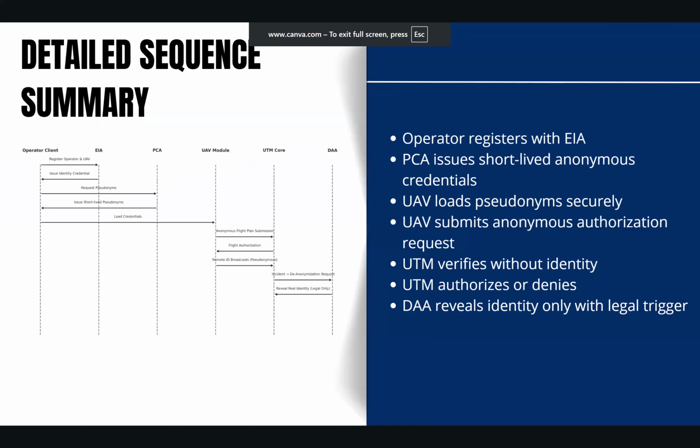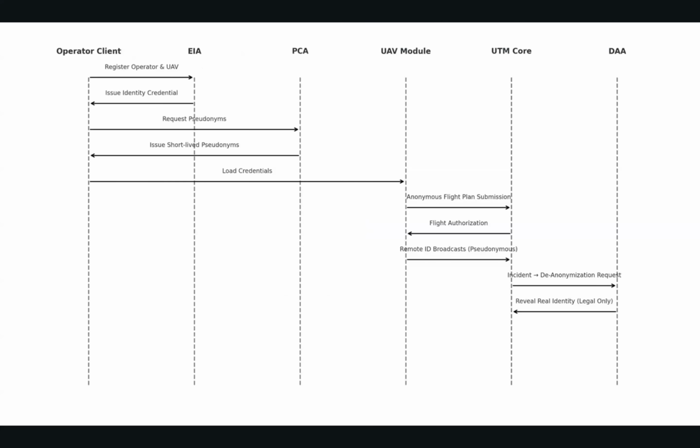On this next slide, it summarizes the full authentication life cycle. First, the operator registers once with the EIA. Then the PCA issues short-lived anonymous credentials. The UAV securely loads these credentials before flight. When a flight is requested, the UAV submits an anonymous authorization request. The UTM verifies it without knowing who the pilot is. Authorization is granted or denied based only on cryptographic proof. And finally, only with a legal trigger can the DAA reveal the real identity.